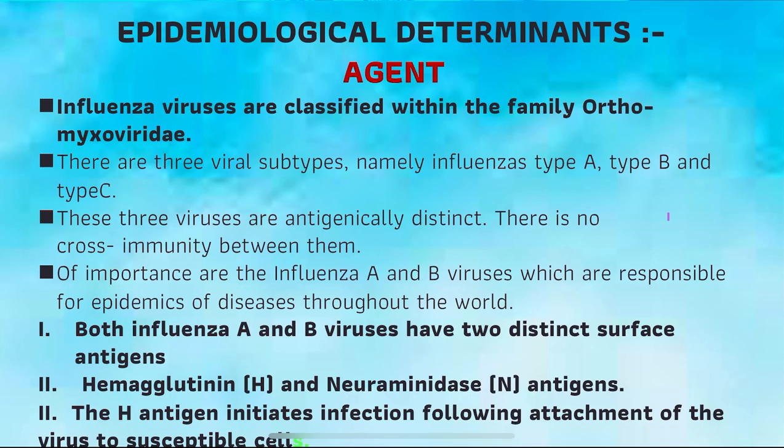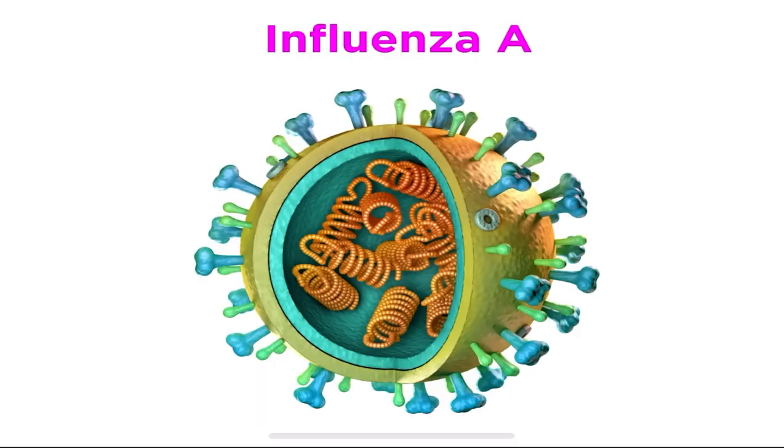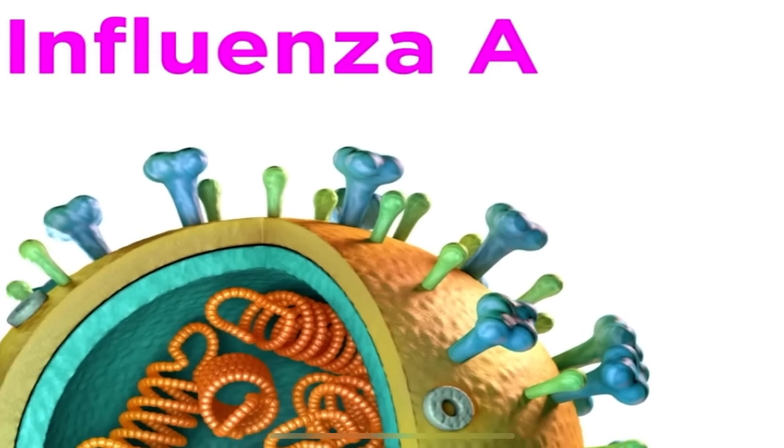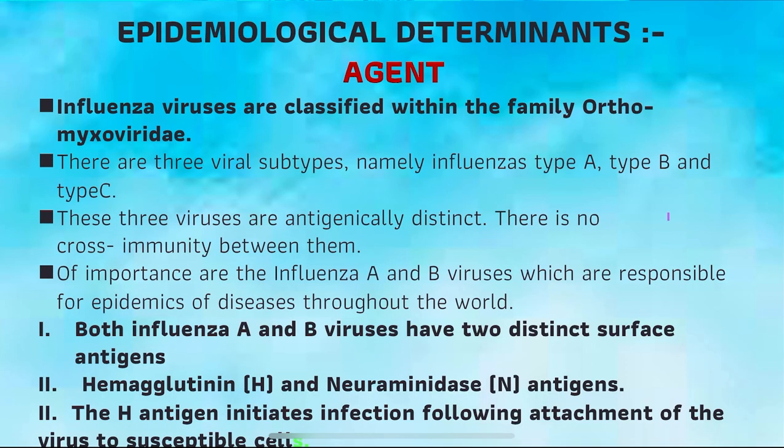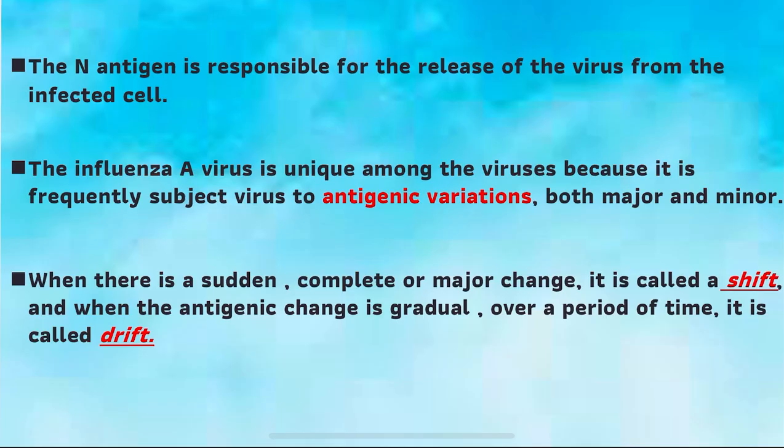Both influenza A and B viruses have distinct surface antigens. Very important are the antigens. You can see there are distinct antigens between influenza A and B. We have hemagglutinin H and neuraminidase N antigens. So there are 2 antigens, H and N.